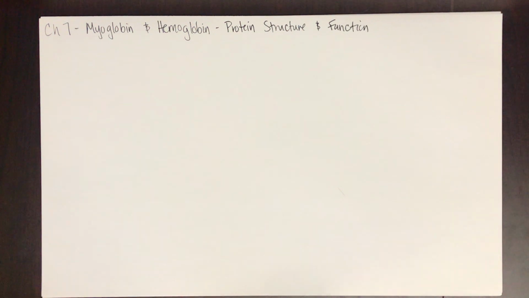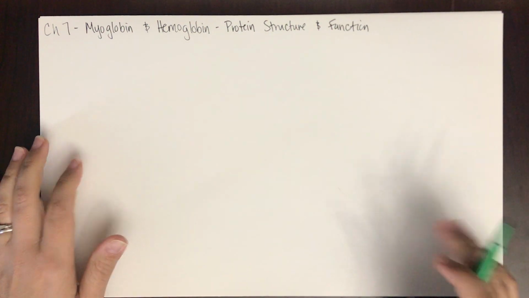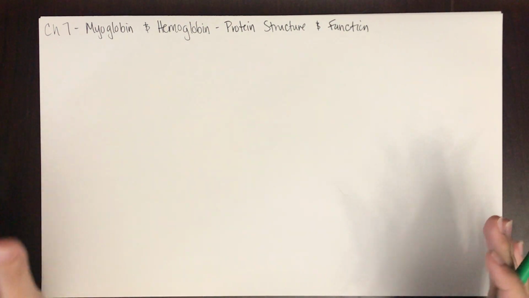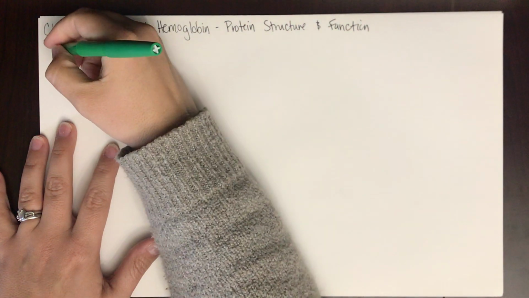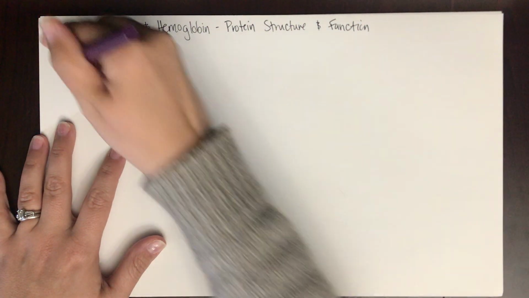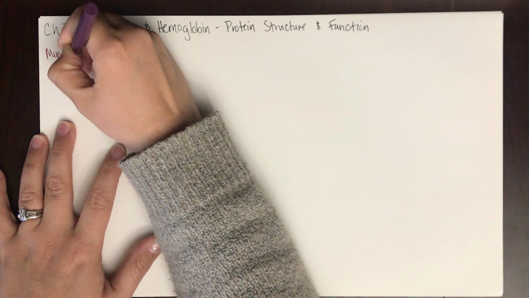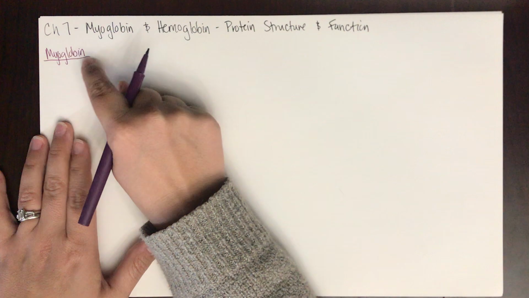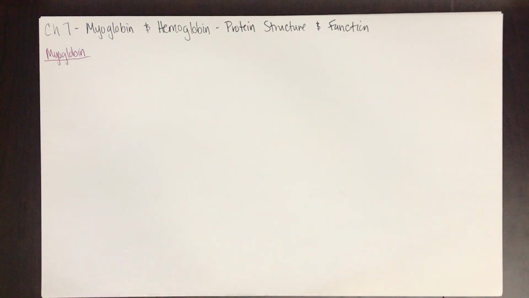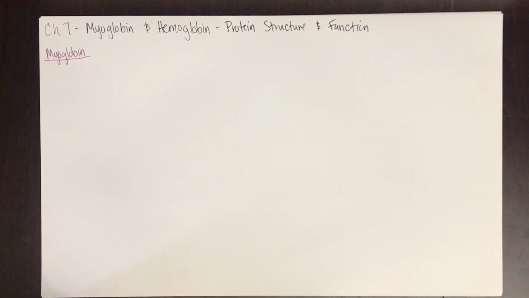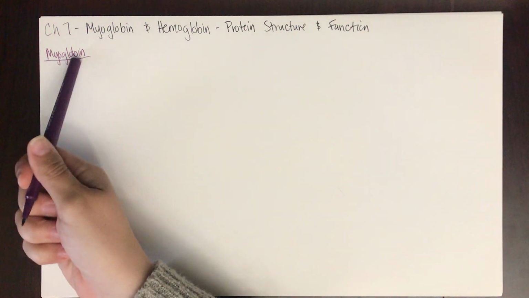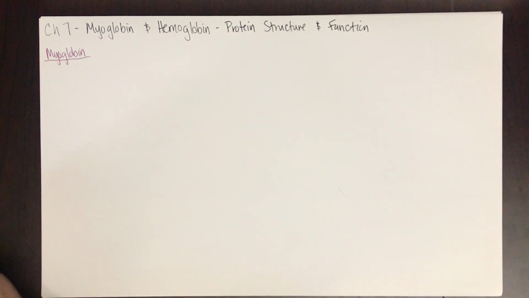So first, let's talk a little bit about what myoglobin and hemoglobin are. Myoglobin and hemoglobin are both oxygen binding proteins, and I'm going to talk about what their similarities and differences are. So let's start with myoglobin. Anytime you can look at the name and learn something about it, that is always helpful. Myo means muscle. Globin means it's a globular protein, just like immunoglobulin was an immune system globular protein.